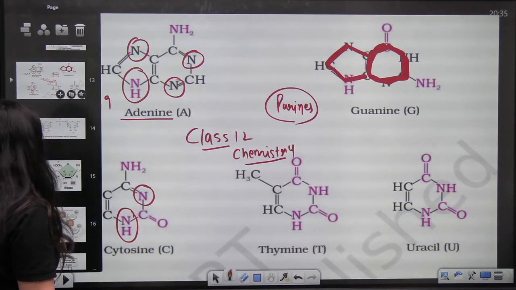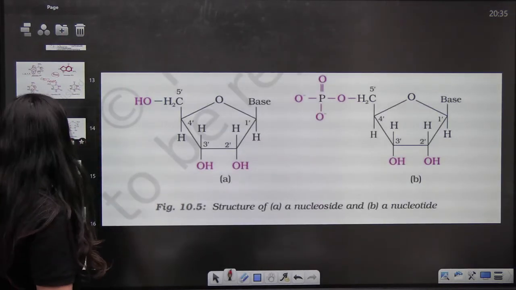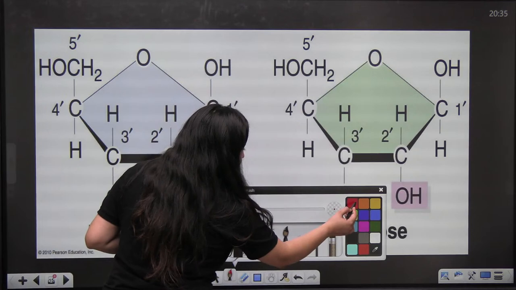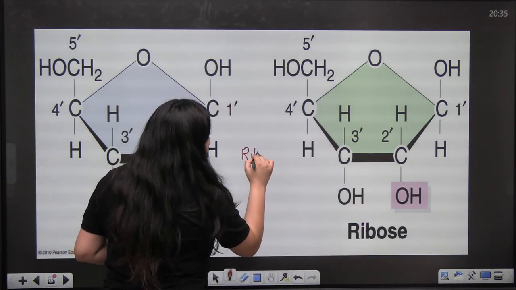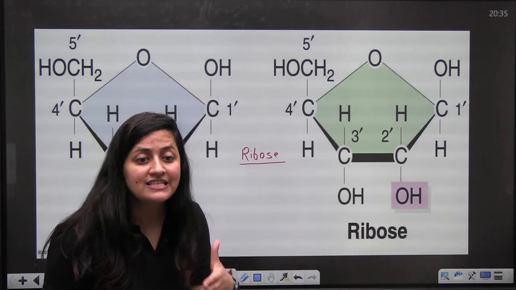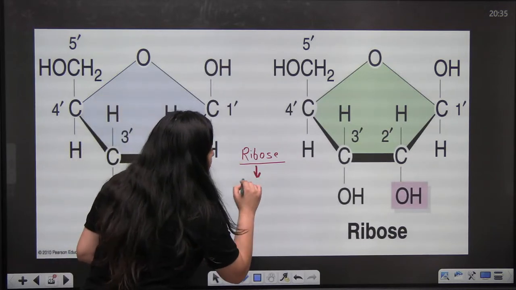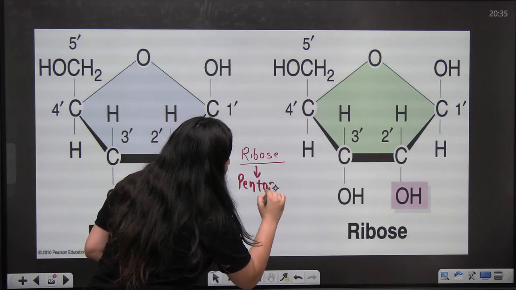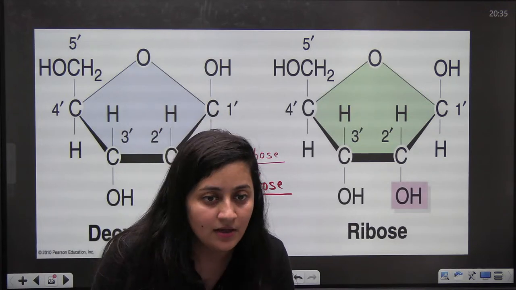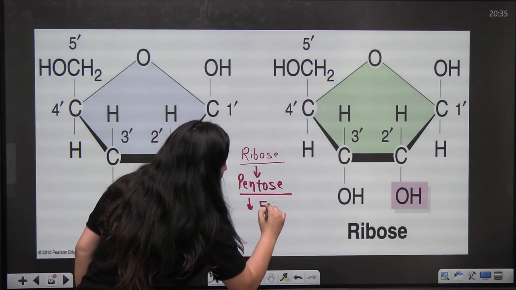Now we are talking about the sugars. Nucleoside and nucleotide are given in NCERT, so we have to cover them. Whenever you talk about ribose, firstly you should understand the ribose. Ribose is a pentose. What is the meaning of the word pent? Pent means five. Five carbons are present.